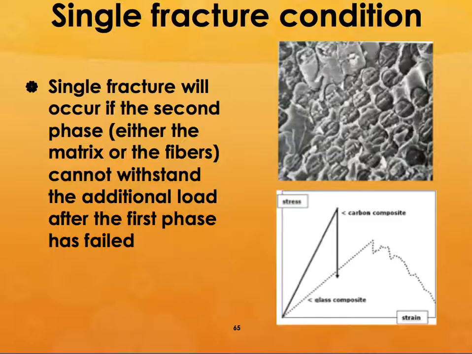When will single fracture happen? Single fracture will happen if the second phase, either the matrix or the fibers, cannot withstand the additional load after the first phase has failed. So it will immediately fail and nothing more can be done about it. You can have some amount of strain, but most of the time this is no good. So you are only interested in this point or this point.